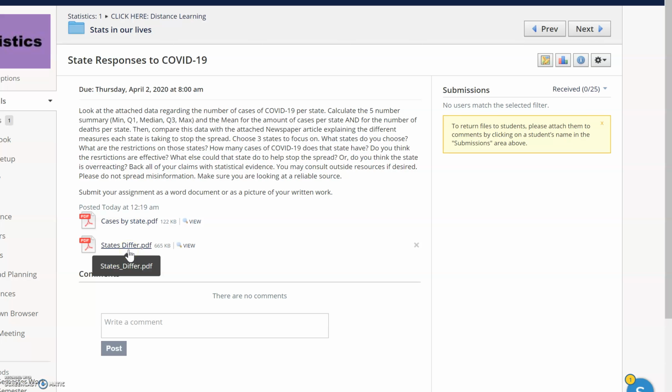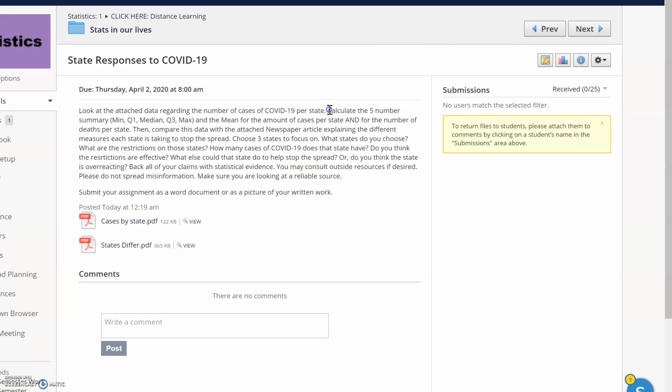So as you know, our governor ordered our stay-in-place order more than a week ago. So some states have followed along and some states have done other things as well. So this newspaper article explains some of the different precautions that different states are taking. So I want you to look at the data for our states and also look at this newspaper article explaining how each state is reacting to this virus.